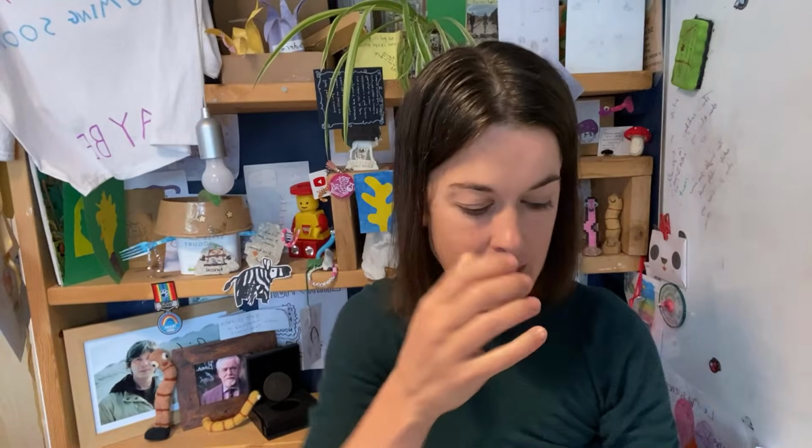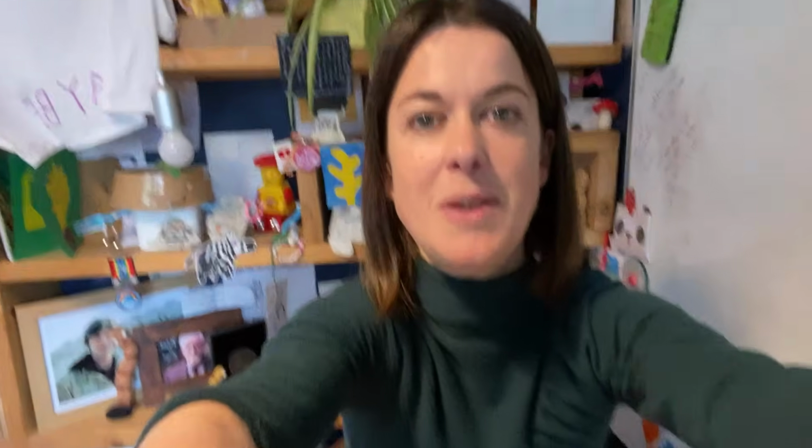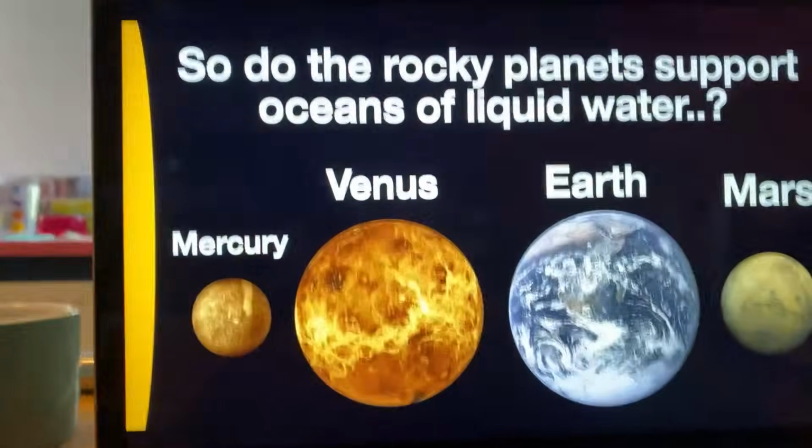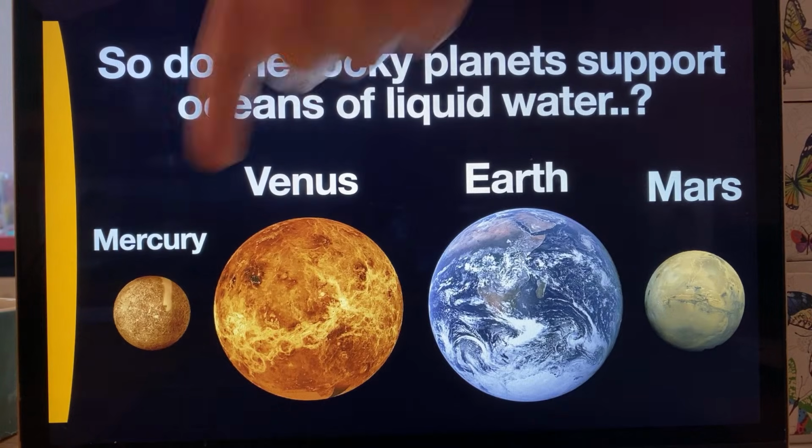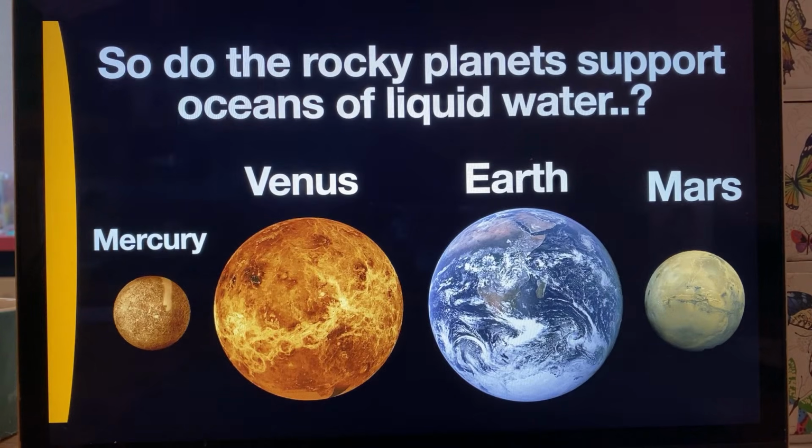Right, shall we do our third and final activity? Shall we make a cloud and talk about water on these rocky planets? Because are there oceans? Is there liquid water on Mercury, Venus, Earth or Mars?